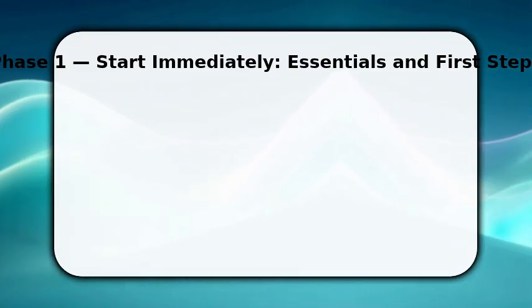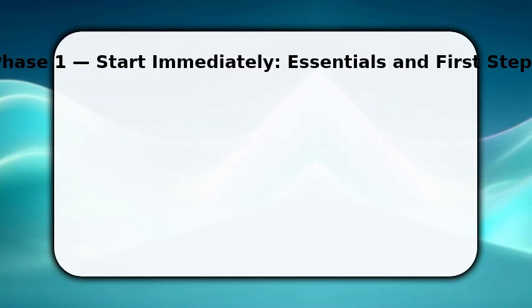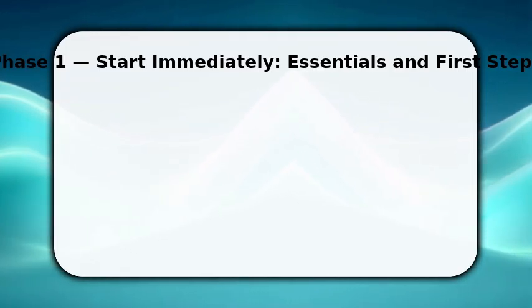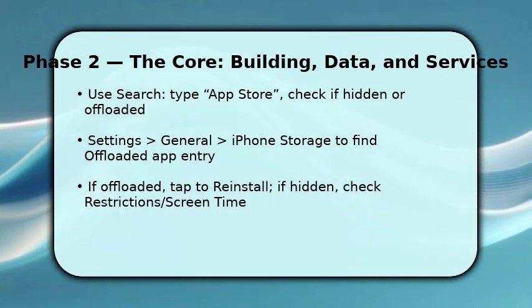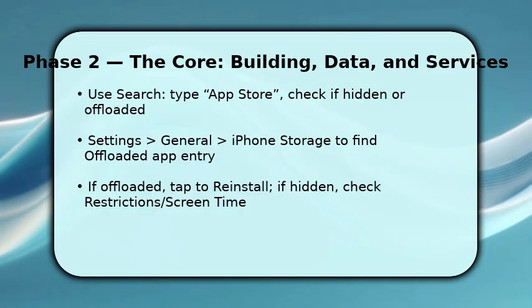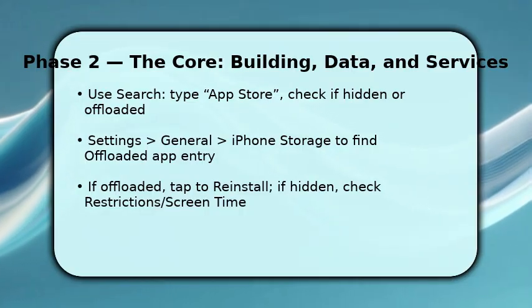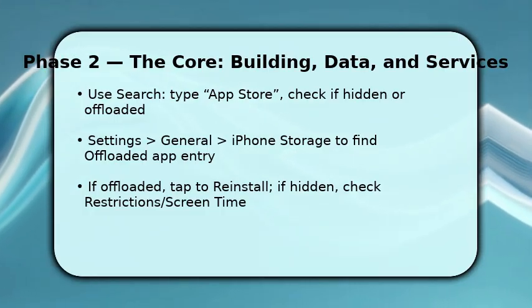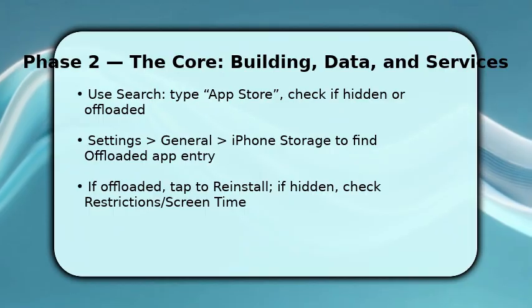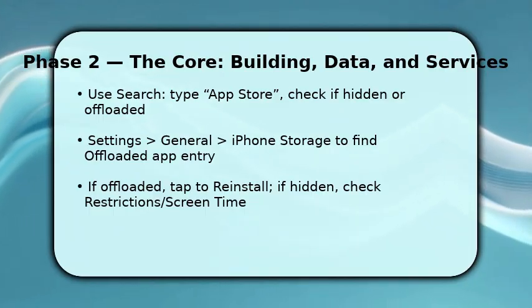Now, go to the App Store reinstallation flow: swipe down on Home, search App Store, and proceed to the next step. Now you'll find whether the App Store is offloaded or hidden. Open Settings, General, iPhone Storage and scroll to locate App Store. If it shows offloaded, tap to reinstall. This restores the icon and data references. If you don't see it, search again.